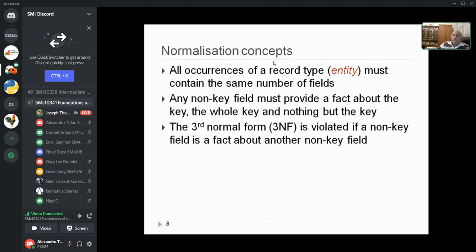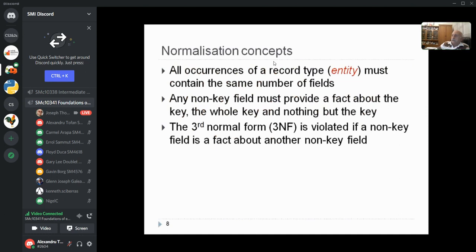Another concept is that any non-key field must provide a fact about the key, the whole key and nothing but the key. What are non-key fields? We've already seen that there is a primary key. Now, when we talk about a non-key field, it means it is not a primary key field.